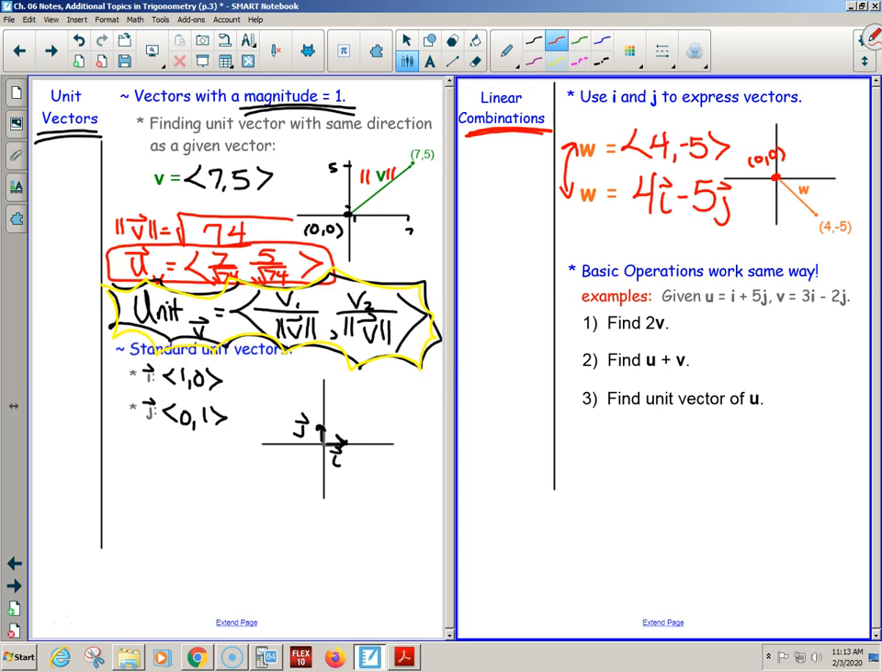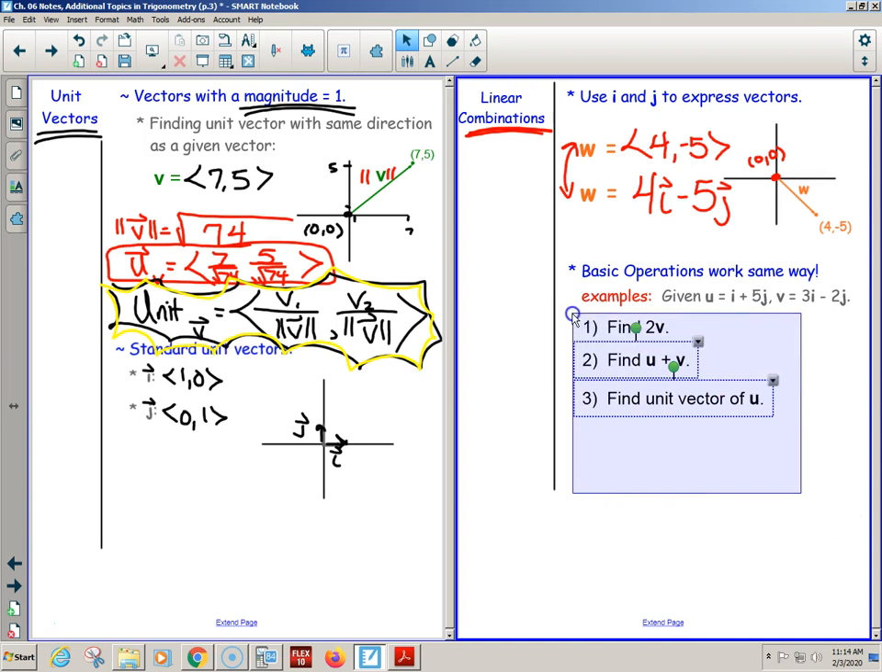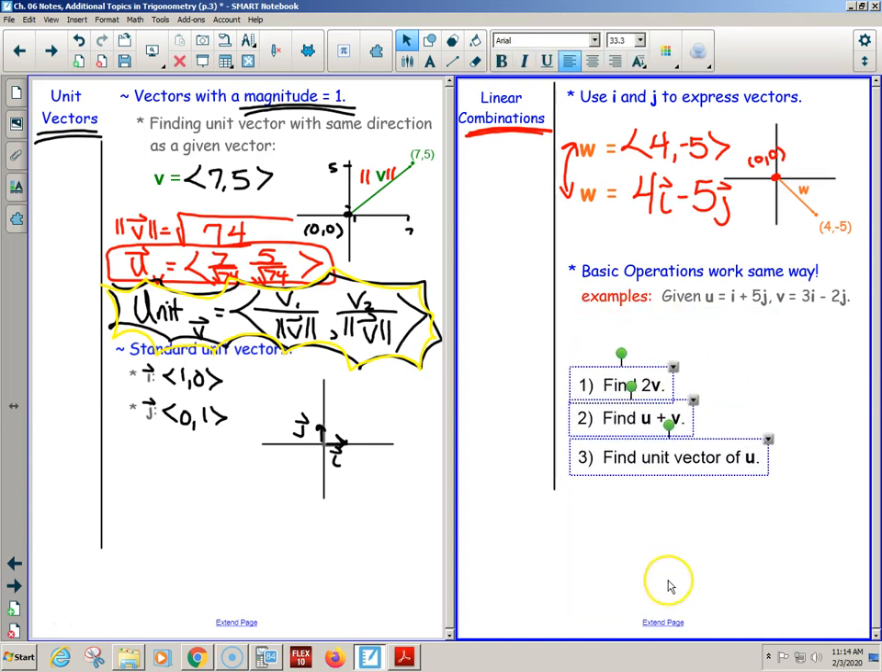So if we get down to this example, and it starts to look kind of confusing, you're like, I don't know what's going on, there are i's, there are j's, you can just rewrite it in component form if it makes it easier. You don't have to keep it in that weird, nasty linear combination form. And you can still think things like, hey, combine like terms.